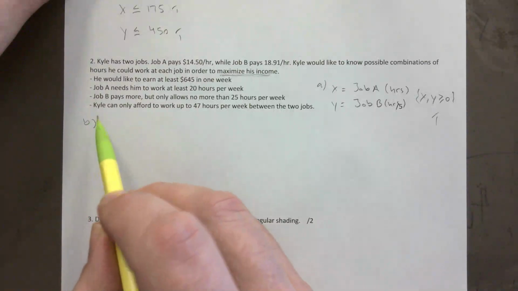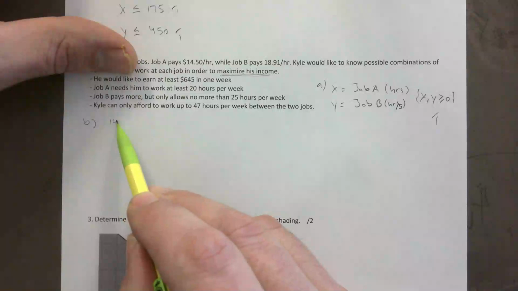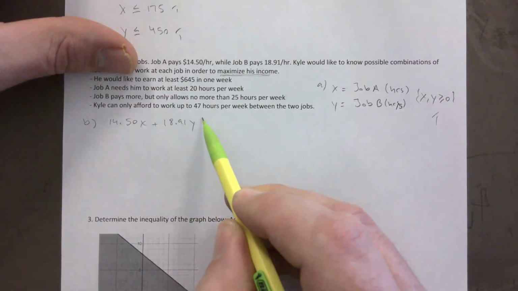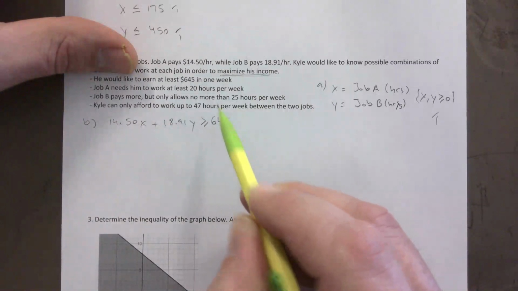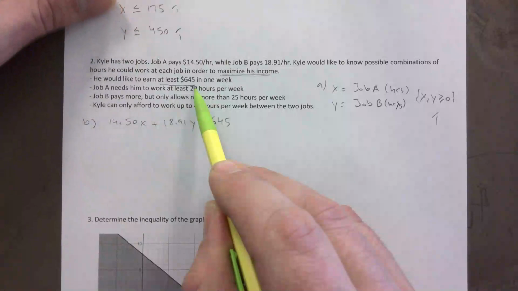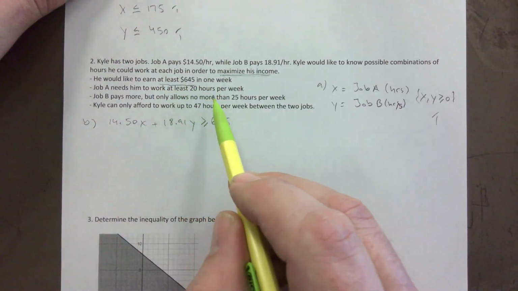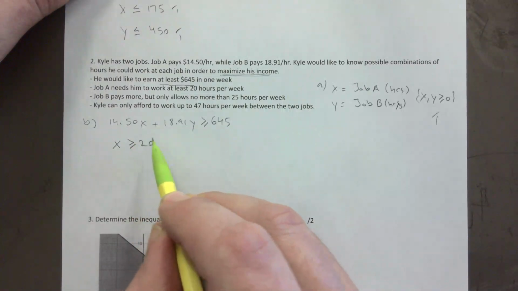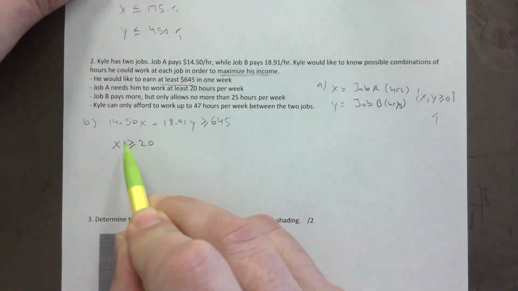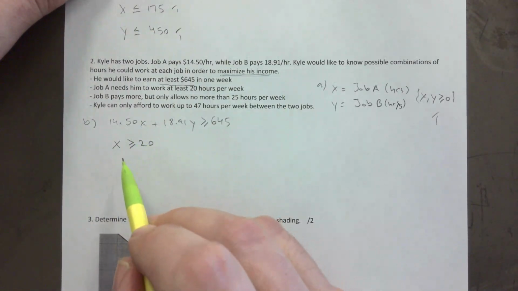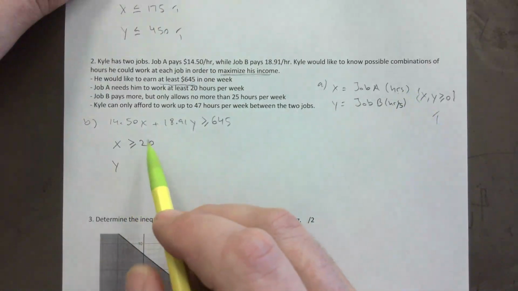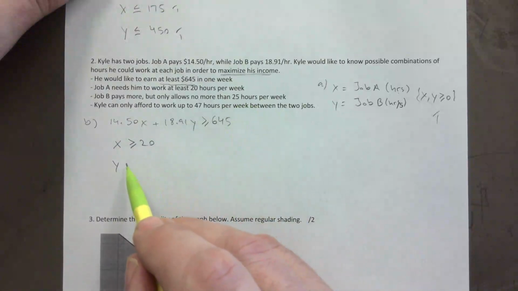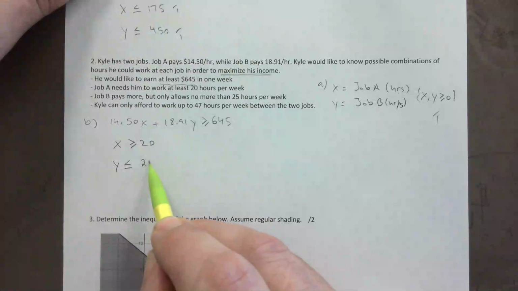And then for B, we're going to write out the inequality. If you make $14.50 an hour at job A and $18.91 at job B, that has to be greater than or equal to $645, because that's what this is saying, at least $645. Job A needs him to work at least 20 hours per week. So this is just talking about the first job, and that has to be greater than or equal to 20. And this is where it makes sense that it would be the number of hours, right? If you write this one out, it only works if X represents a number of hours. Job B pays more, but only allows no more than 25 hours per week. So Y has to be less than or equal to 25.